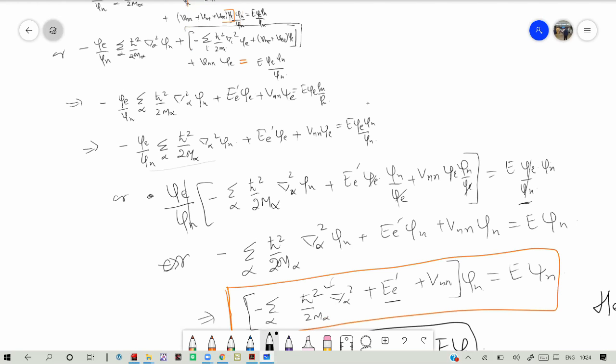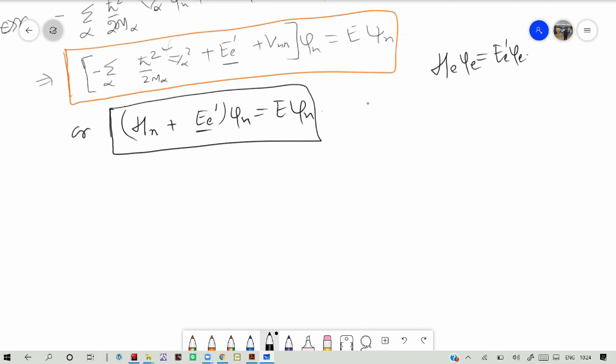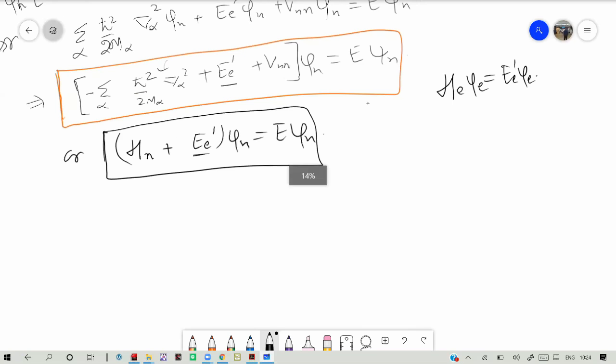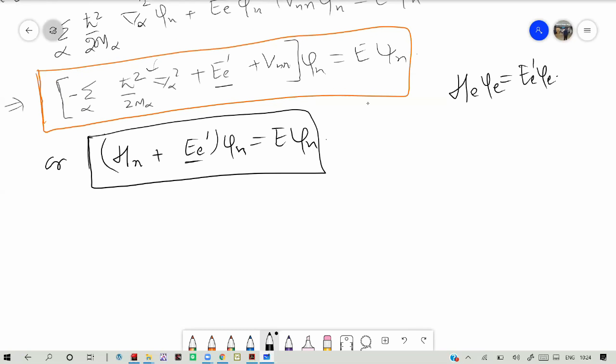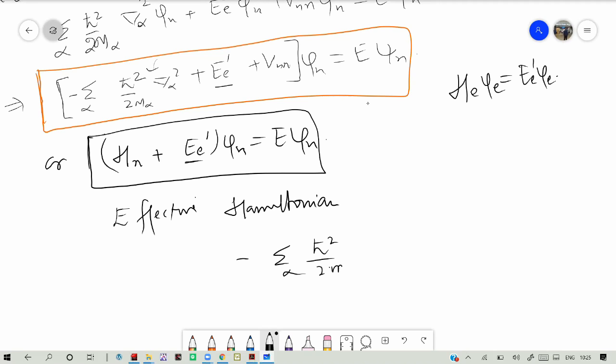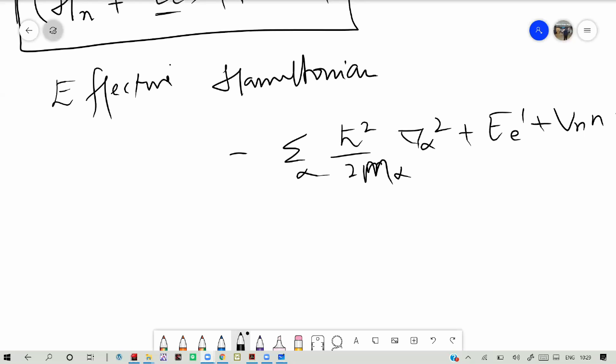Okay, let me explain it. I will explain it. So the effective Hamiltonian from here, that is what Born-Oppenheimer did actually. Effective Hamiltonian is this. This is the effective Hamiltonian.